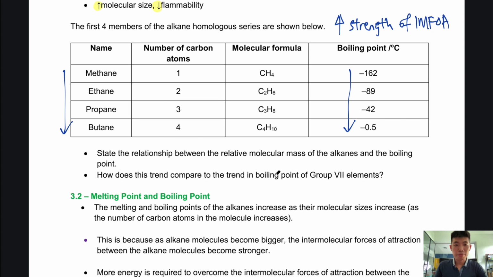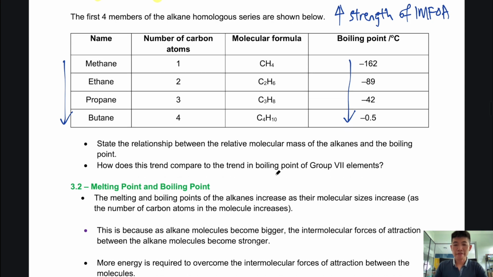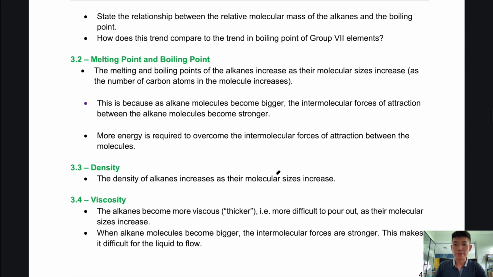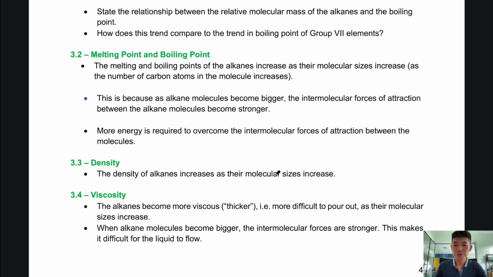If you remember when we studied group 7 elements, you will recall that going down group 7, the boiling point and melting point also increases, and the reason is the same as what we discussed over here. As the molecular size increases, intermolecular forces of attraction become stronger. What I've just discussed with you are detailed in sections 3.2, 3.3, and 3.4. So you can go ahead and read these for yourself.